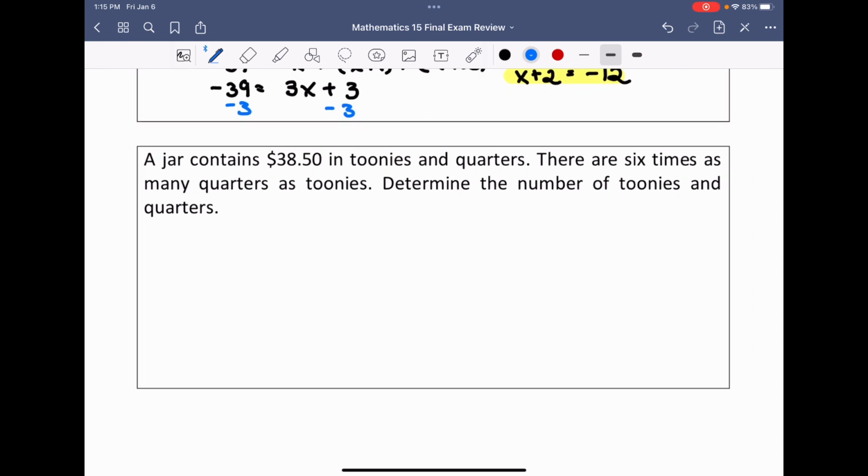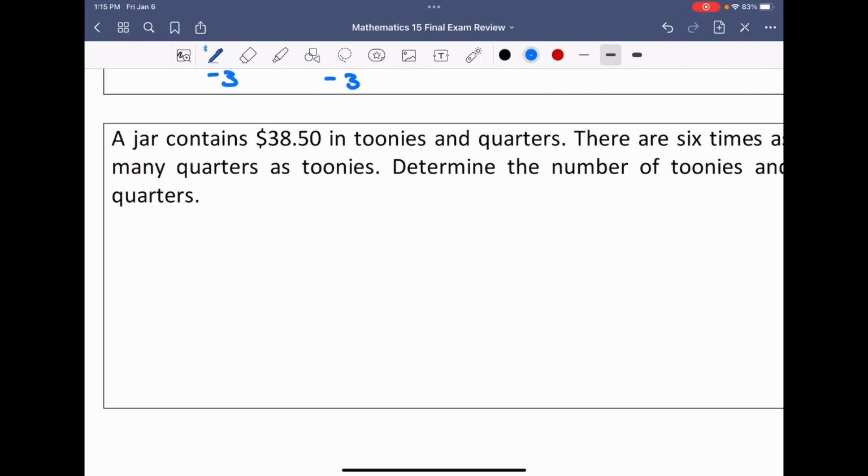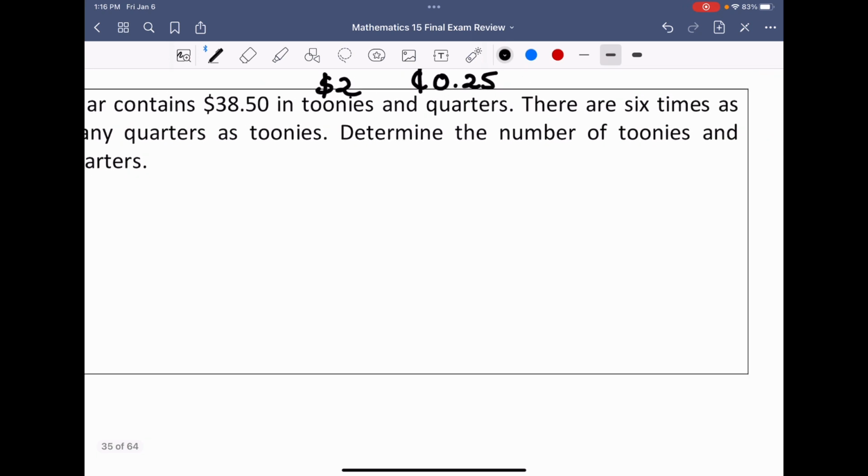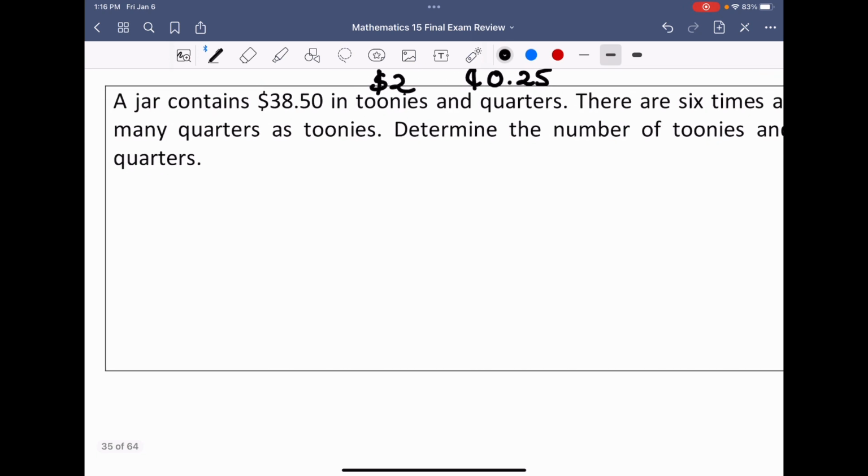All right, a jar contains this amount of dollars in toonies and quarters. So $38.50 in toonies and quarters. Well, a toonie has the value of $2. And then a quarter has the value of $0.25. Okay, so there are 6 times as many quarters as toonies. Determine the number of toonies and quarters.